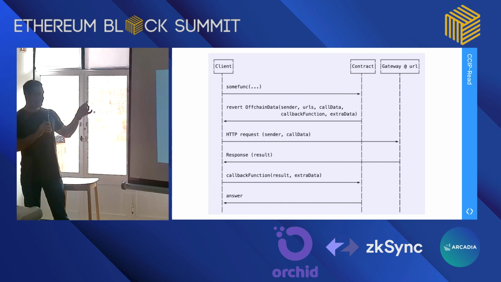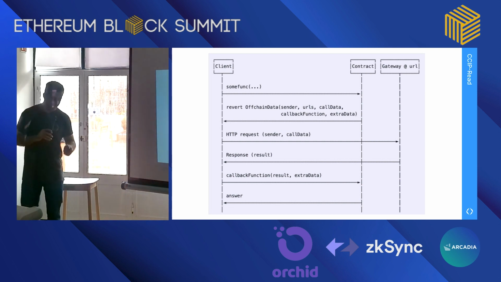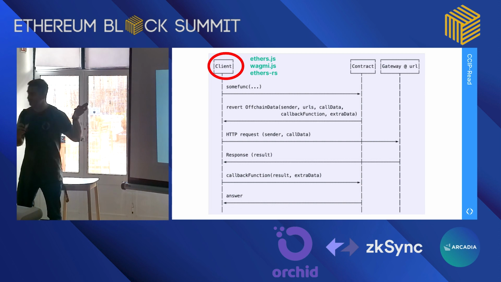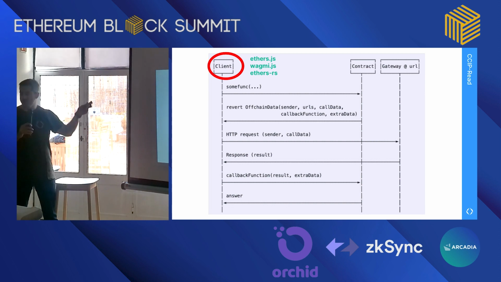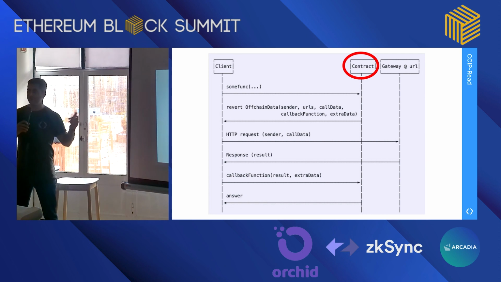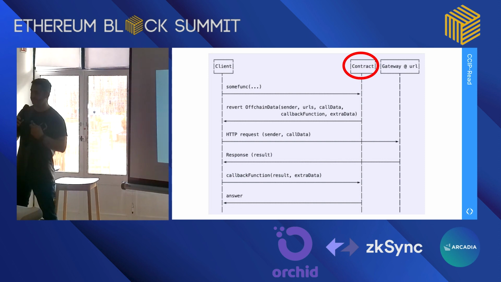And this is the most basic way of showing how CCIP-Read works. I will try to explain it. So we have three actors. One of them is the client. As I mentioned, it can be any kind of client like ethers or wagmi. And we have a contract. The contract can be any contract, based on your use case. And in our use case, it's a resolver.